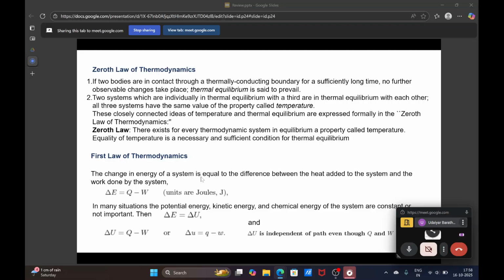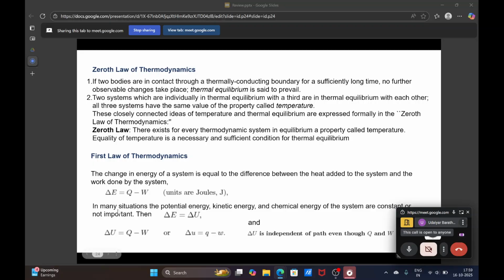The change in energy of a system is equal to the difference between the heat added to the system and the work done by the system. This is basically the energy transfer. Whatever energy is coming in and going out, in the form of heat and work, is crossing the boundary. So we are concerned only with the boundary. For the system, the energy coming in and going out equals the energy change in the system, which is given by the internal energy, delta E. When we assume that the potential energy and kinetic energy of the molecules, or the chemical energy and other kinds of energy, are constant and do not vary, then we can write it in terms of the internal energy. So delta U is Q minus W. This is for the closed system.